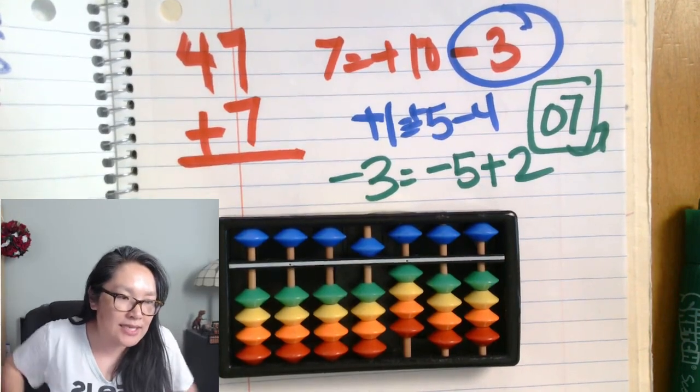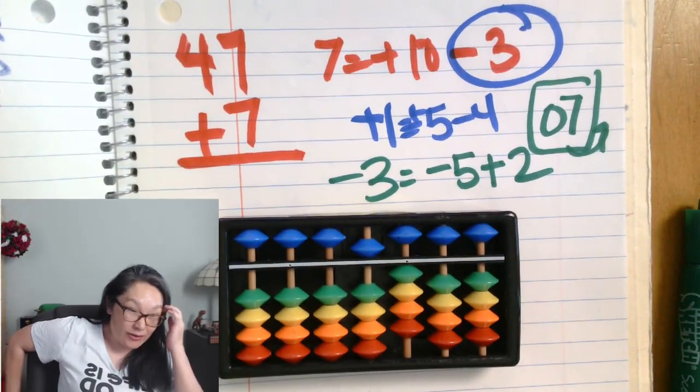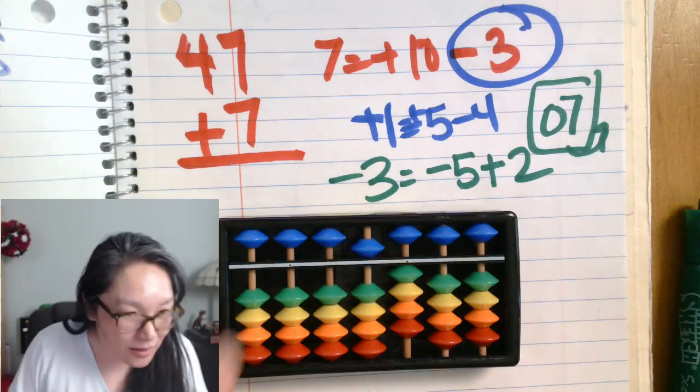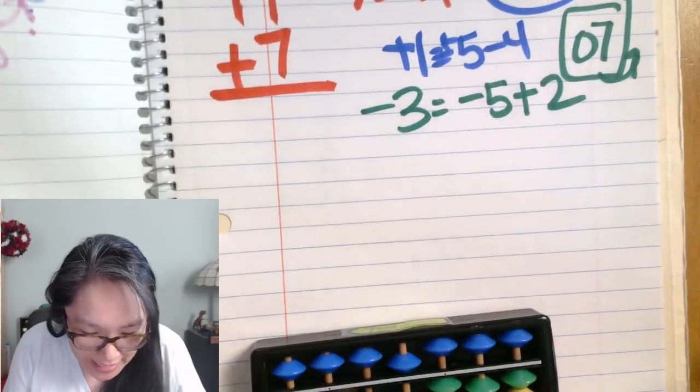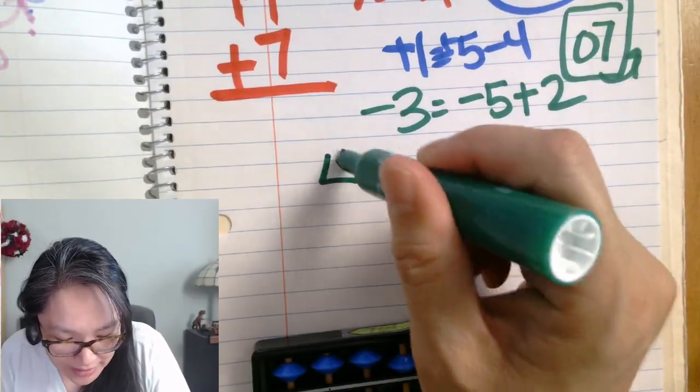So what if it's 48 plus 7, because you couldn't do the 7? No, it's easy. If it's 48, there wouldn't be anything.